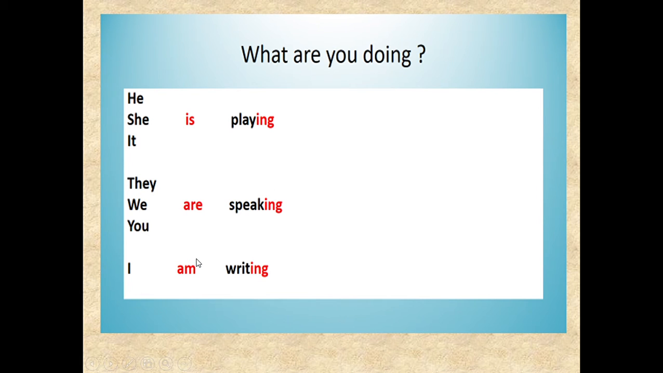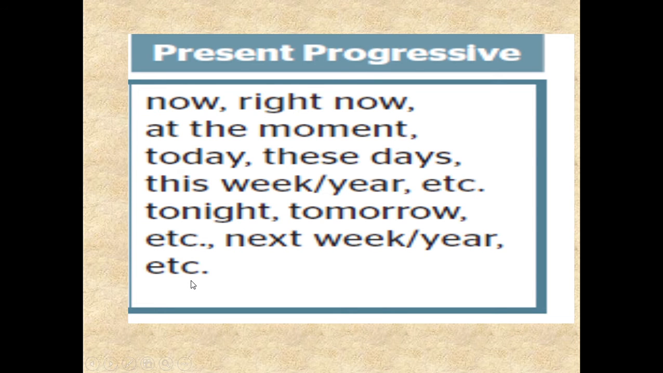So the form again, am, or is, or are, according to the subject, plus the main verb, then add ing. If the verb ends with e, like the verb write, remove e, just add ing without the letter e. Here are some keywords you want to use them: now, right now, at the moment, today, these days, this week or this year, tonight, tomorrow, next week or next year, etc.